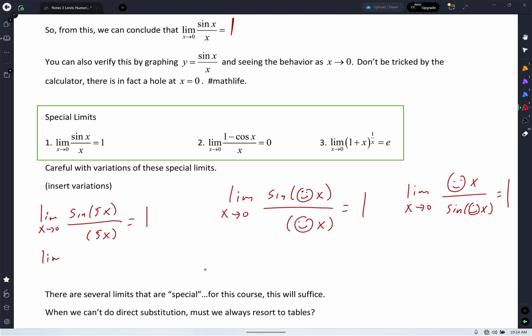Now, don't get tricked. Notice I already said don't get tricked, so you should be on the alert. Notice that this one is approaching infinity. What do you think this one is? Do you think that one's 1 also? Take a guess. Just think about it for a little bit.